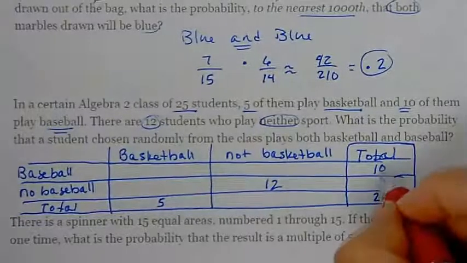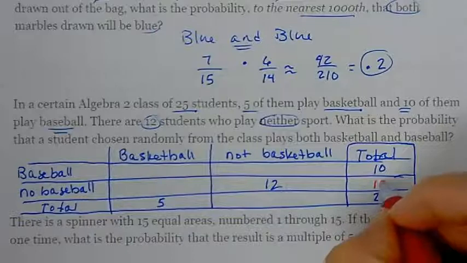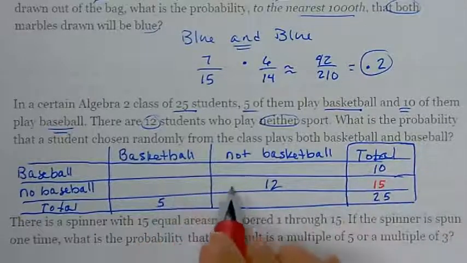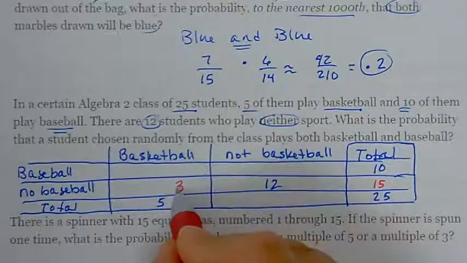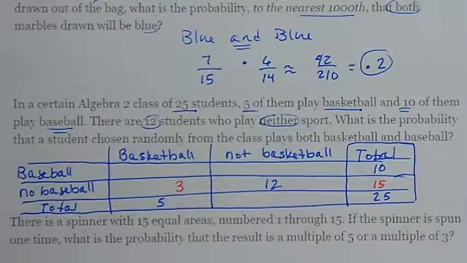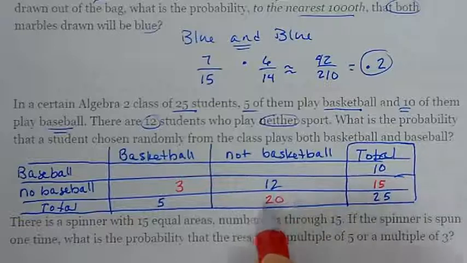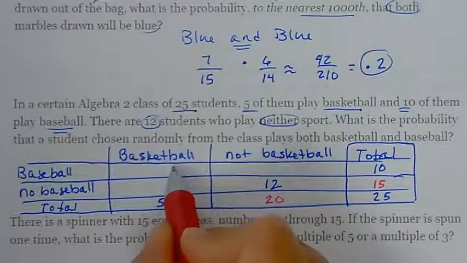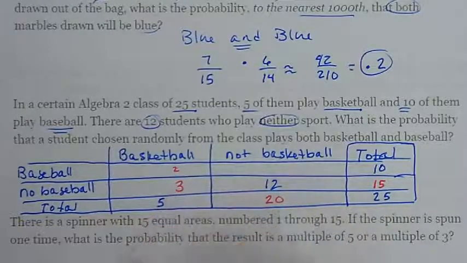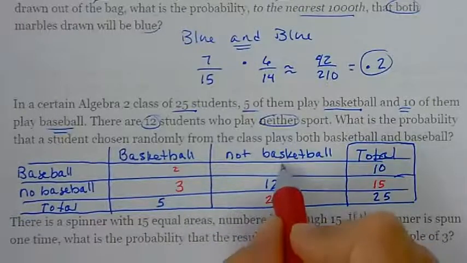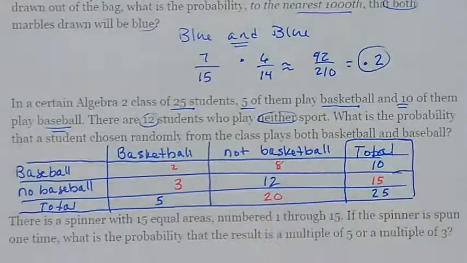So I know the total is 25, so this number must be 15. And I know that the total here is 15, so this number must be 12 because 3 plus 12 equals 15. I know that this must be a 20 because 5 plus 20 equals 25. This has to be a 2 because 2 plus 3 is 5. And this one would have to be 8 because 8 plus 12 is 20.